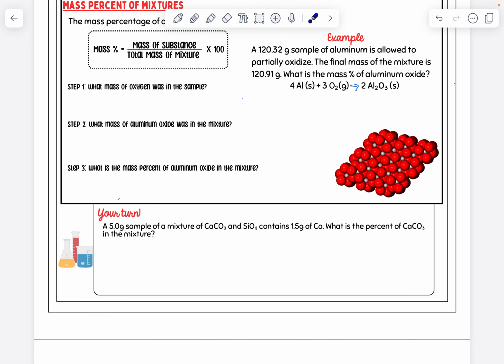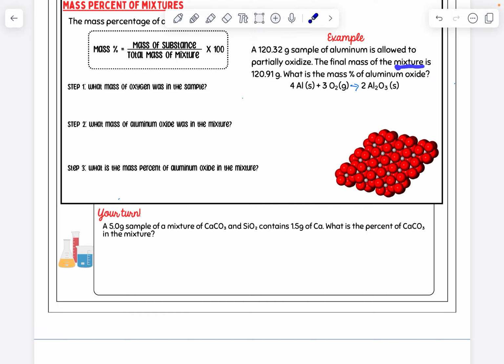And anytime you find a percent, you then multiply that by 100. And here's our first example. You have a 120.32 gram sample of aluminum that's allowed to partially oxidize, and the final mass of the mixture is 120.91 grams. And then it says, what is the mass percent of the aluminum oxide? So you're given the chemical equation below here. You have 4 moles of aluminum react with 3 moles of oxygen to give you 2 moles of aluminum oxide.